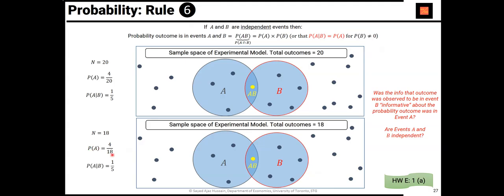Here, if you had not told me that what you saw was in set B, I would have guessed the chance of what you saw being in A was 4 over 18. But in light of what you said, that you saw something in B, if I have to now guess that it was in set A, the probability is now 1 over 5. Now, the fact that these two numbers are different means you telling me this, that it is in set B, is in fact useful information. So, in some sense, independence is not good.